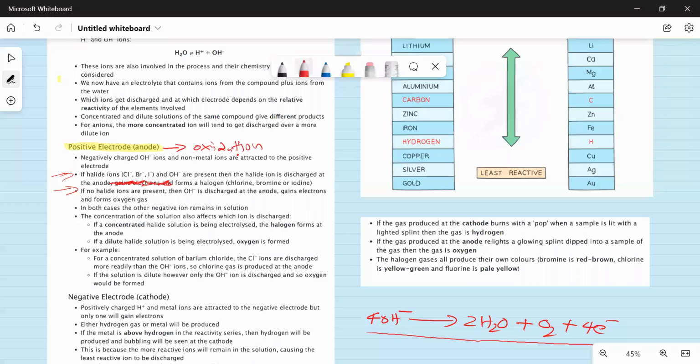So always remember, at the anode oxidation takes place. Whatever halide is present, those halides will be oxidized, losing electrons. If halides are not present, OH minus ions will be oxidized. There are two points I asked you to write, but it mentioned gains electron, so I cut these 2 points. Please take these points now correctly. And after the second point, please take this equation into your book. It shows how OH minus ions are oxidized, losing electrons. Okay, guys, is that clear?